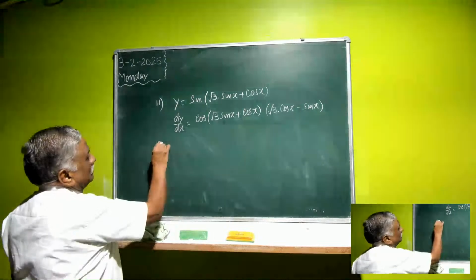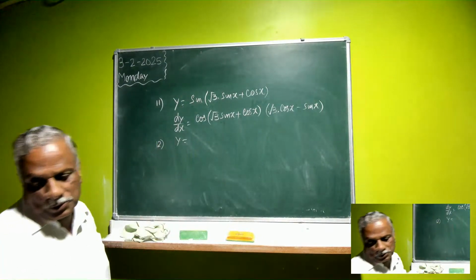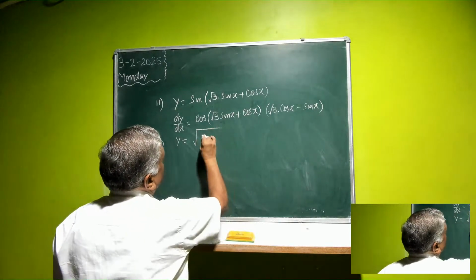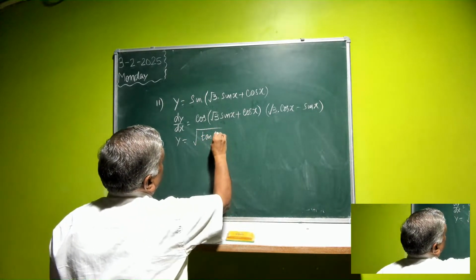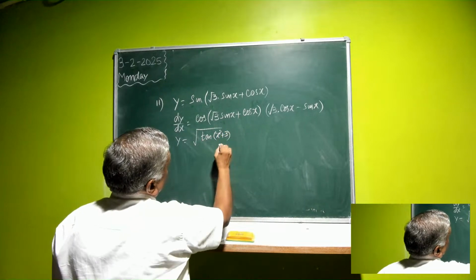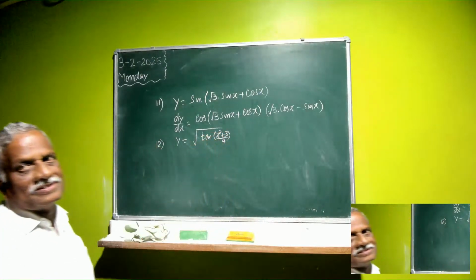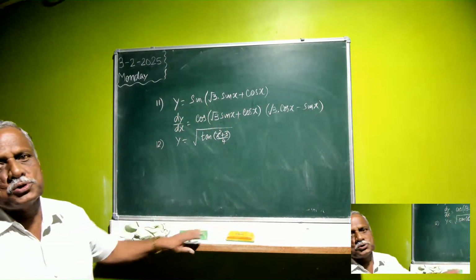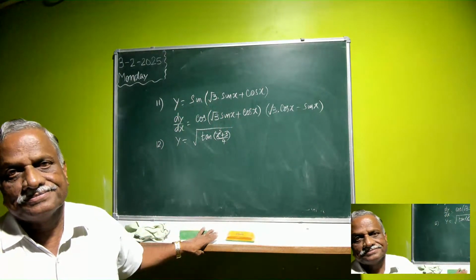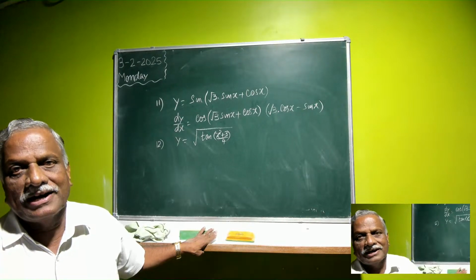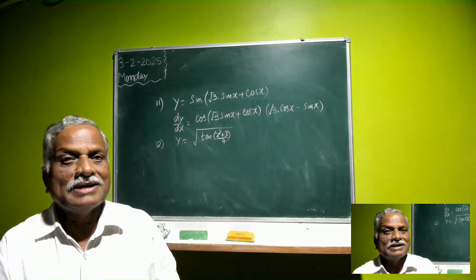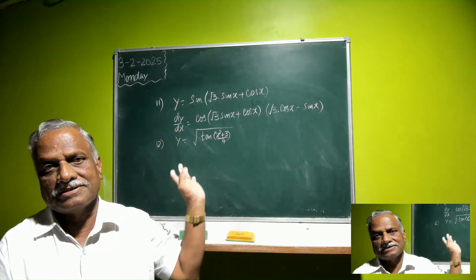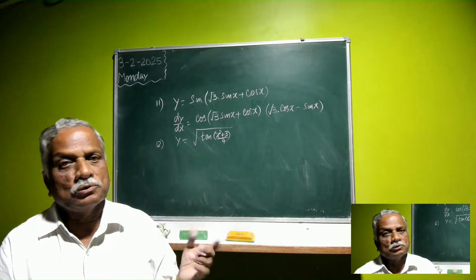Take the next problem. y is equal to root of tan of x square plus 3 by 4. All these things are given just to confuse you. You should not get confused. You will not get confused if your basics are very strong. The 2 basics are formulas, which we call tools, and the rules.